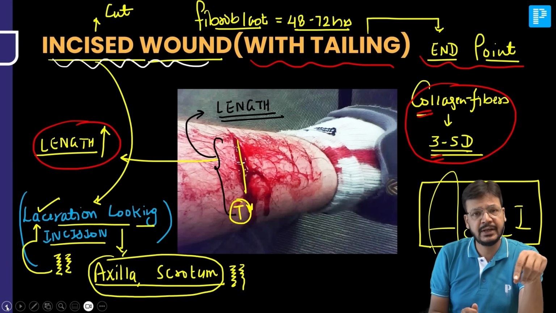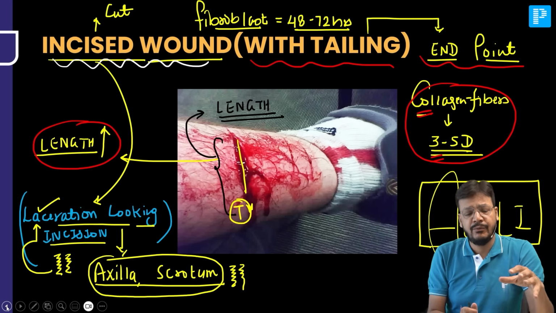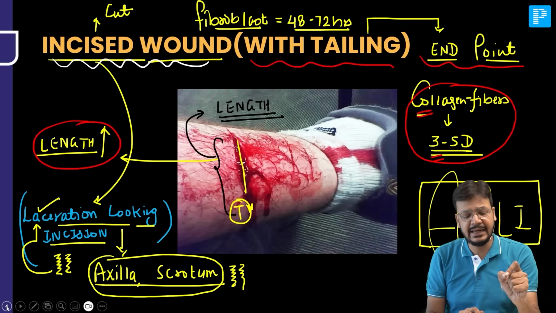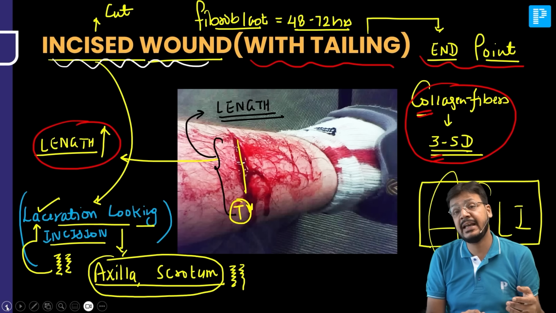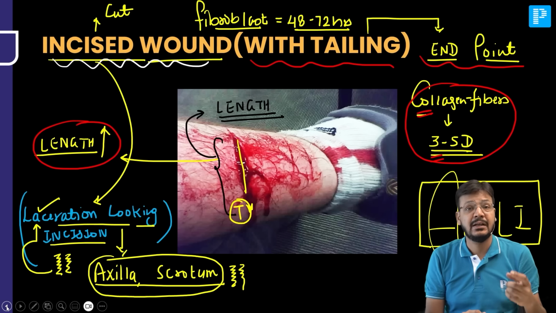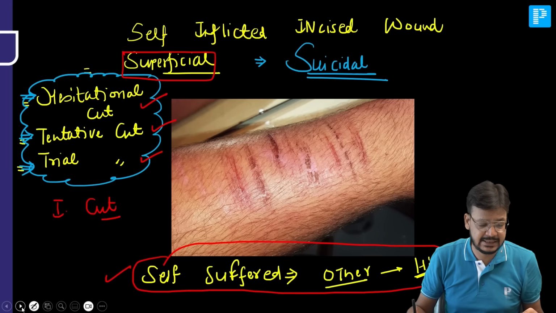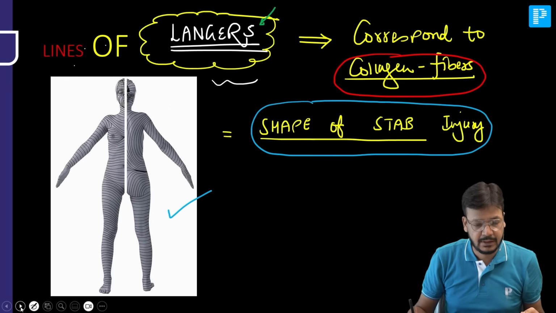Now, two important questions again. What are the areas where you have laceration looking like incision? That is axilla and scrotum. And what are the areas where incision looking like laceration is seen? That is a hard surface.